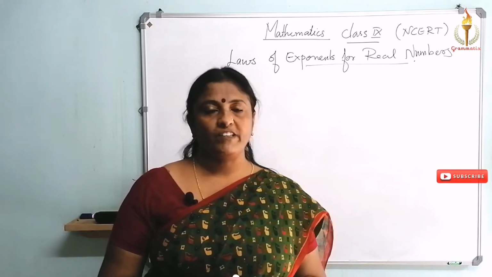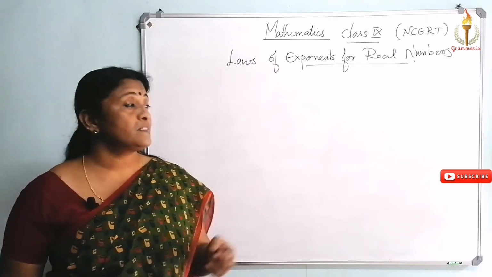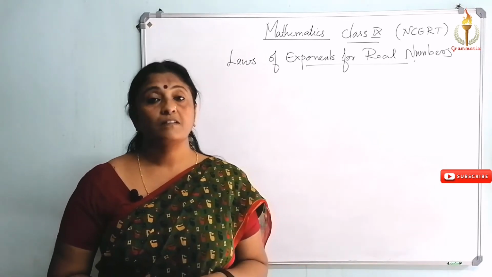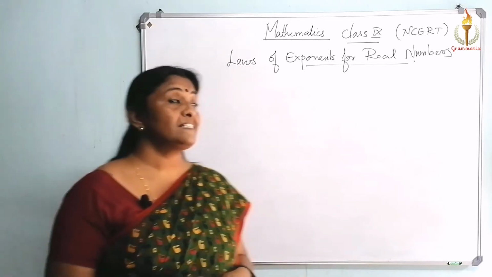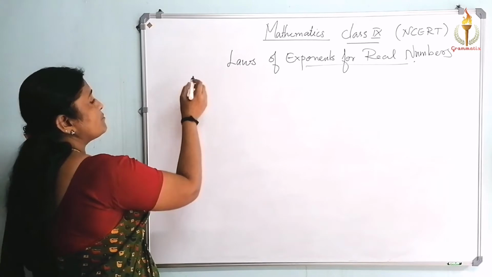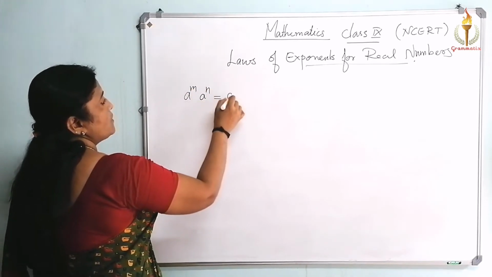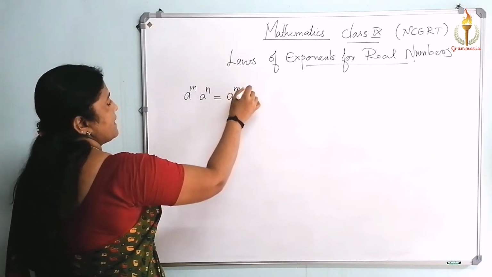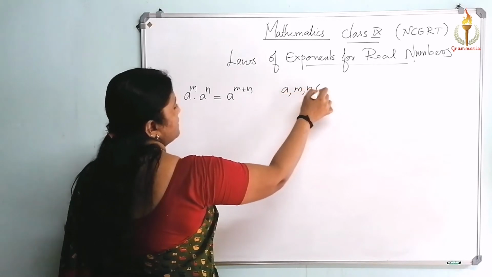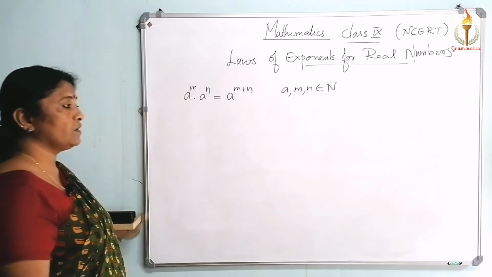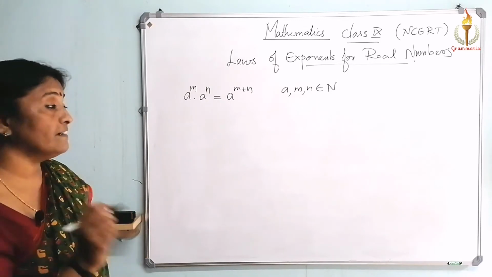So today, continuing with the mathematics of class 9th CBSE syllabus, we will be doing the first chapter, Number Systems: laws of exponents of real numbers. We have studied some of the laws of exponents: a raised to m into a raised to n is equal to a raised to m plus n, where a, m and n are natural numbers. These are the laws of exponents we had studied earlier.